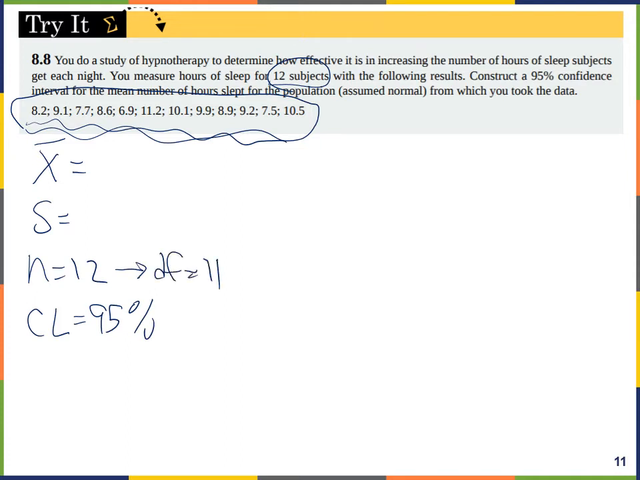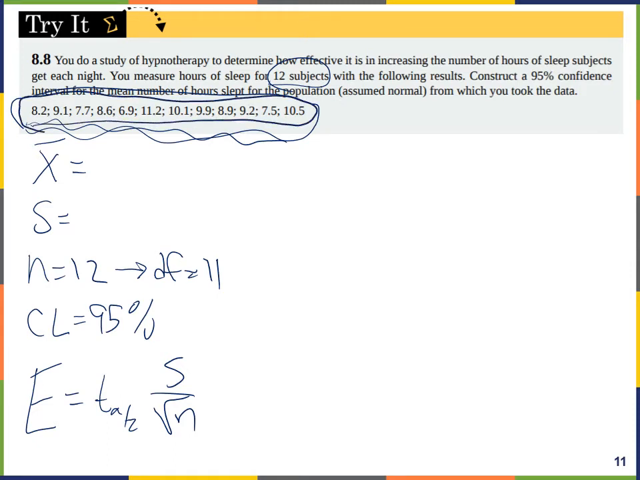So we have generally a lot of the things we need, but in order to calculate the margin of error, we need our t alpha half, we need our s, and our square root of n. Well, we don't have t alpha half, we don't have s. We also don't have the sample mean. So we need to find all these things. Let's start with finding the sample mean. How do you find it? You should remember, you add all these numbers up and divide by the total number. So we'll add them up and divide by 12.